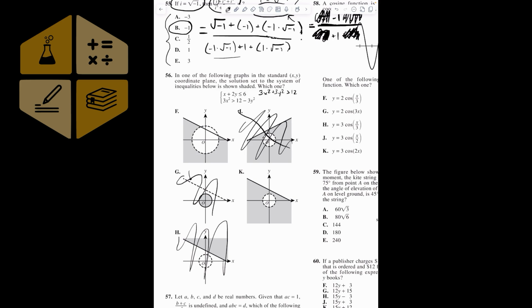Maybe you notice right now that this can also be simplified. If I divide each term by 3, right? So divide by 3, divided by 3, divided by 3, then I'm going to end up with this. x squared plus y squared is greater than 4. Okay, the formula for a circle, generally speaking, looks like this. (x minus h) squared plus (y minus k) squared equals the radius squared.